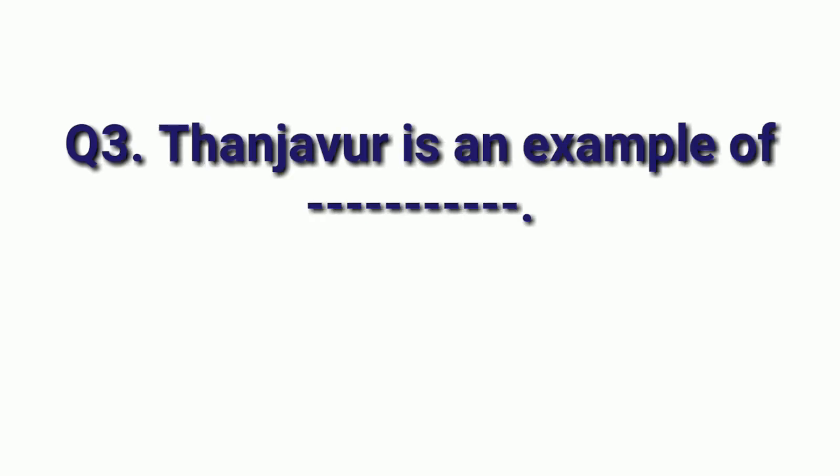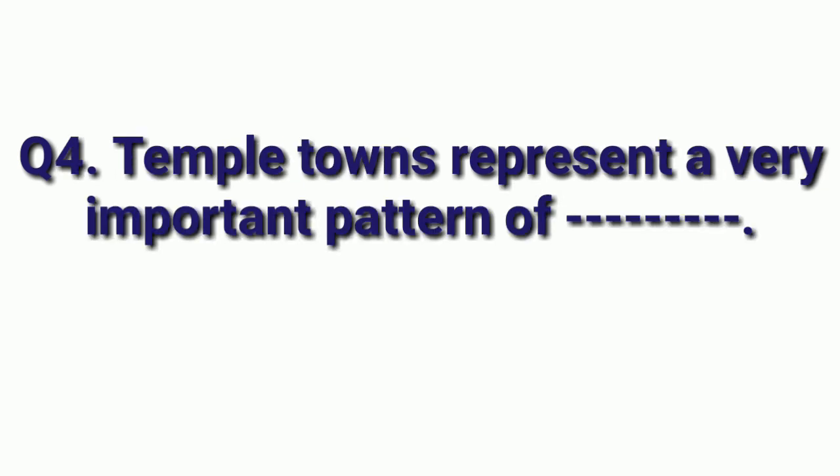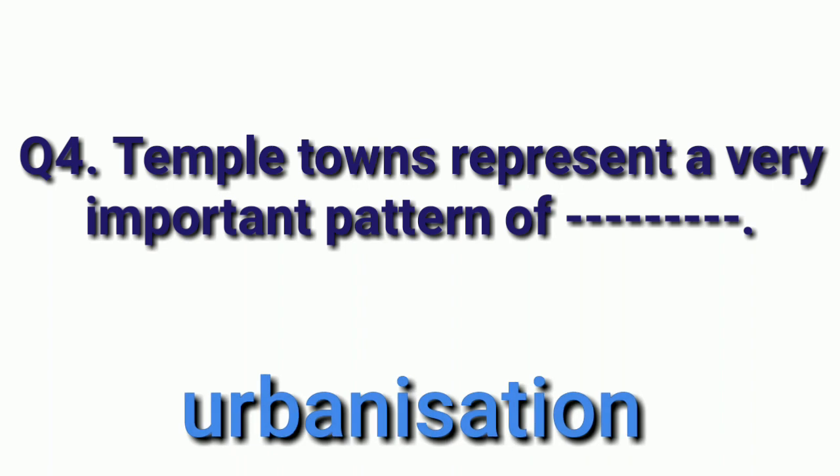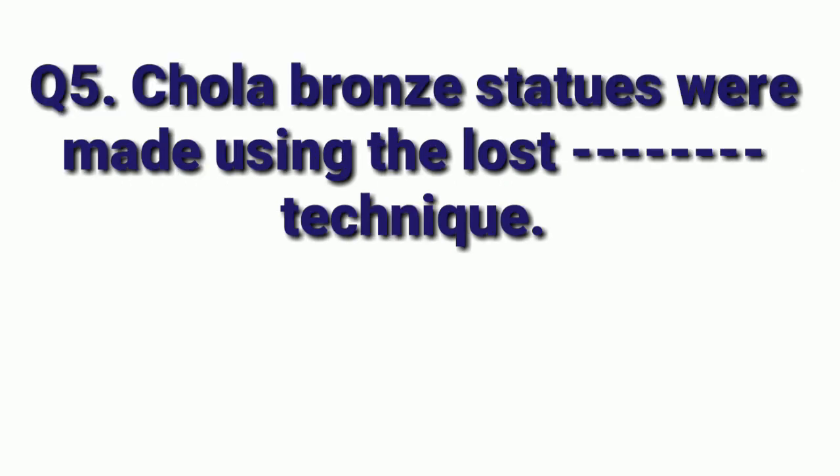Next question is, Thanjavur is an example of dash. Answer is temple town. It was a temple town. Next question is, temple towns represent a very important pattern of dash. Answer is urbanization. It represents urbanization.